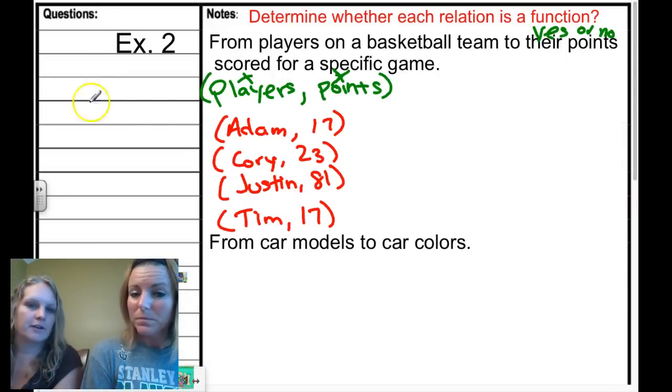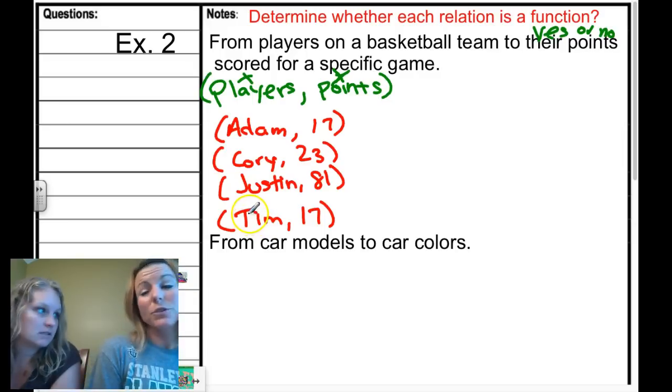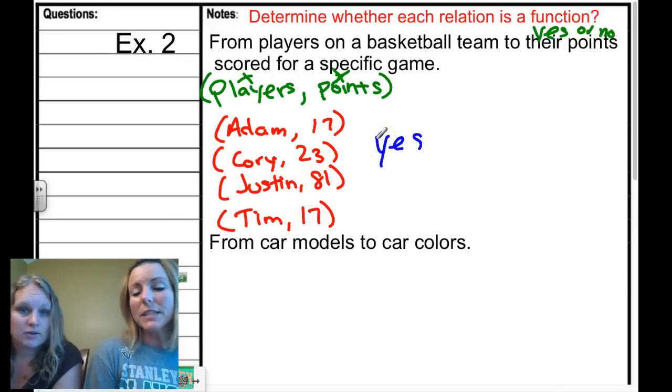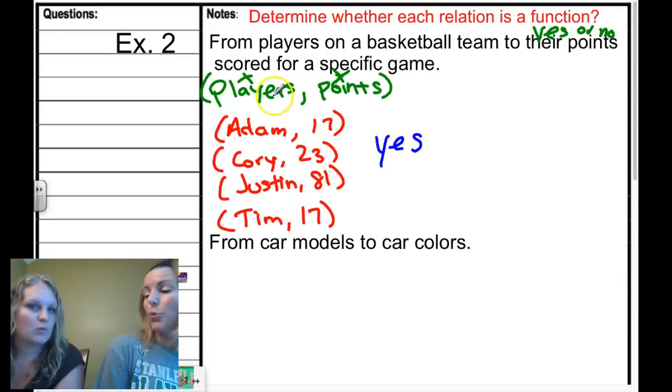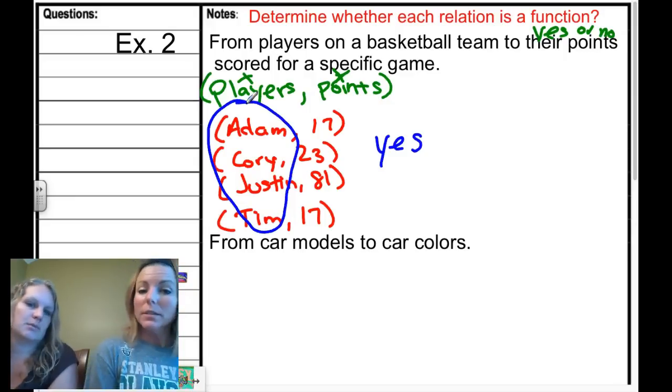Well, I'm going to look at my first thing in my ordered pair and see if it ever repeats. I have Adam, Corey, Justin, Tim. Nope, their names never repeat. The answer is yes. Notice 17 does repeat. That is okay. Your Y values can. Only look at your X's to determine.